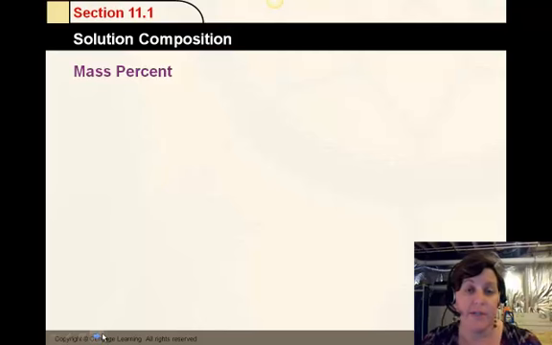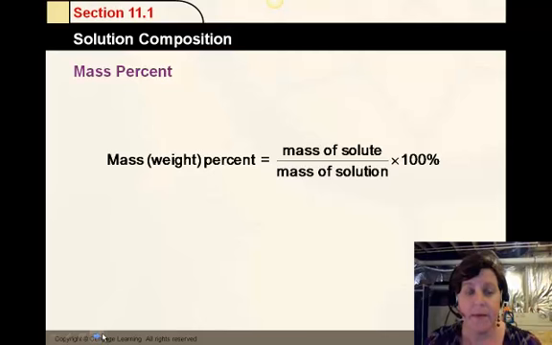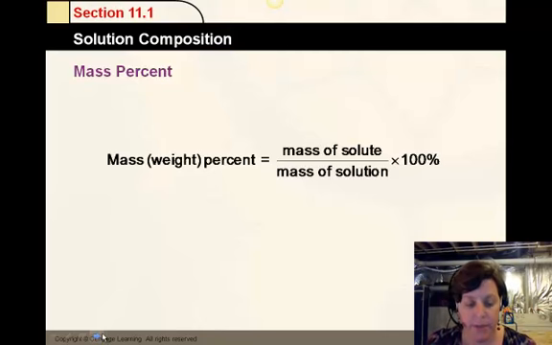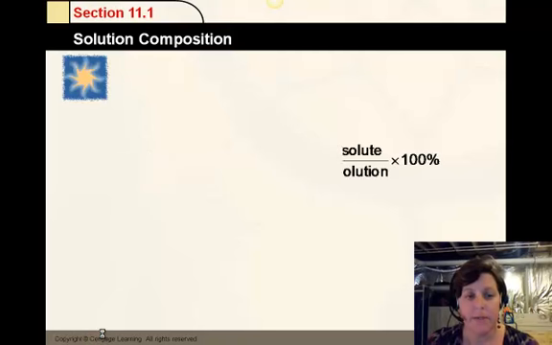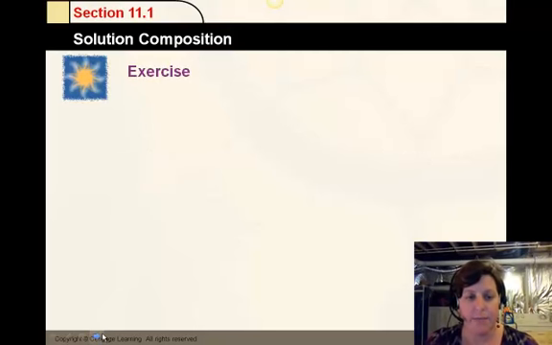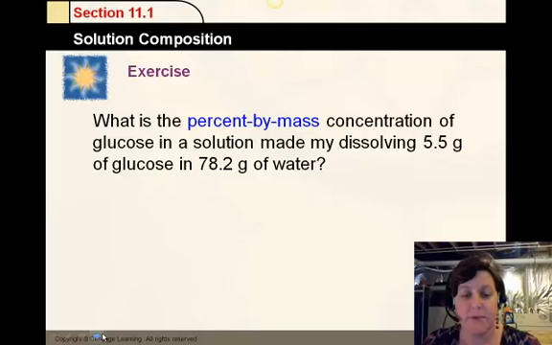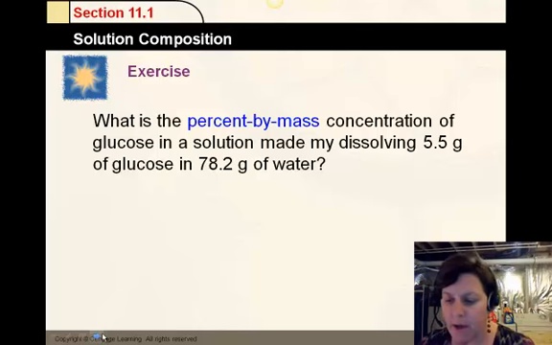Now, another unit of concentration to look at the ratio between solute and solvent is mass percent. Pretty easy to remember because mass reminds us that we want to have grams or kilograms. And for mass percent, you're going to take the mass of the solute divided by the mass of solution times 100. So here's an example of a question you might see. What is the mass percent concentration of glucose in a solution made by dissolving 5.5 grams of glucose in 78.2 grams of water?